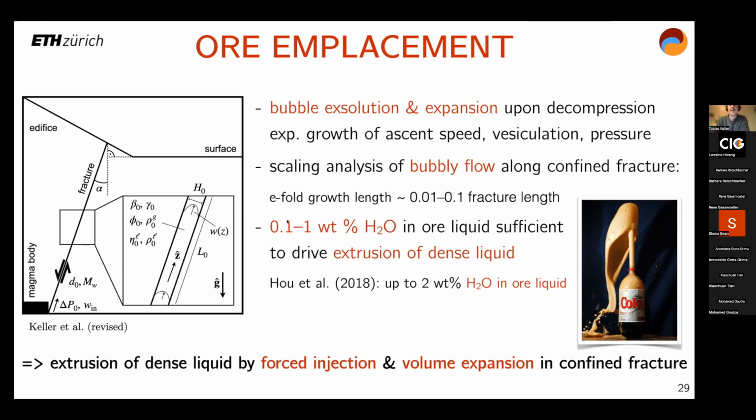And for that, we found that it's sufficient if there's 0.1 to 1 weight% water dissolved in the ore liquid at depth. This is well in line with experimental evidence, which shows that these iron-rich melts, these immiscible melts, can have up to 2 weight% of water if they coexist with a water-saturated arc-type basaltic to andesitic magma. So again, we find that physically there's no reason why this could not work.